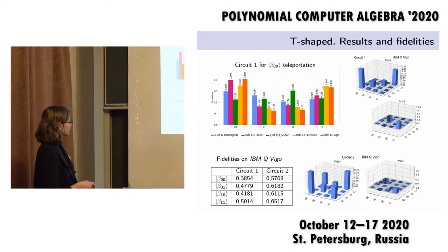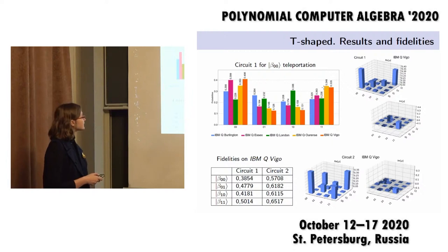Here you can see the fidelities on IBM Q Vigo, and you can see that for the circuit 2 they were higher than the circuit 1. And if we look at these diagrams which represent the real and the imaginary parts of the density matrix, we can see that for circuit one, in theory we should have these elements equal 0.5, but they equal nearly zero in the results for circuit one.